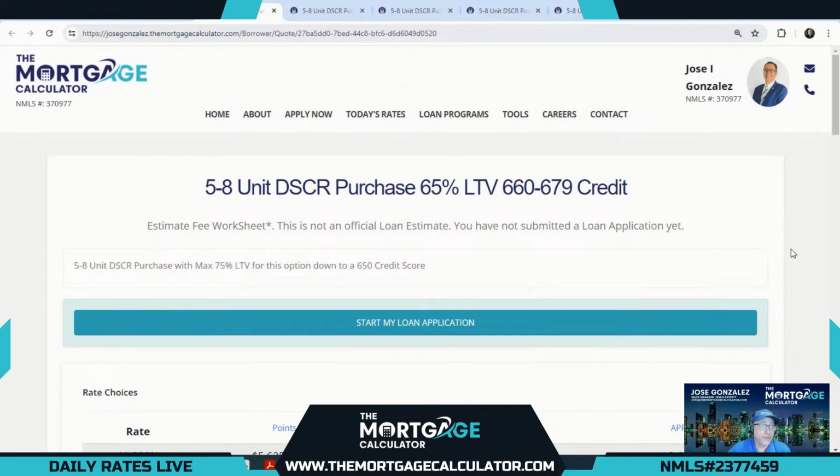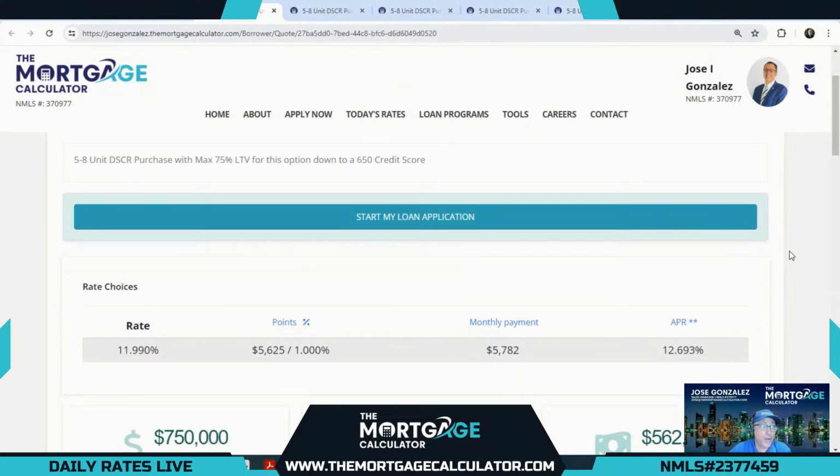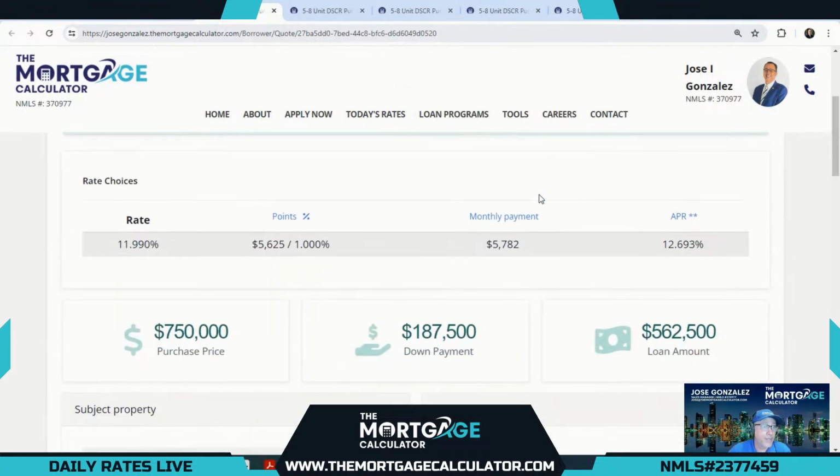And then we have our 660 to 679 credit, and we're looking at 11.99% rate with a cost of 1 point. Now this is our higher interest rate option, and actually we have a typo there. I do apologize. That is 75% LTV on this one.